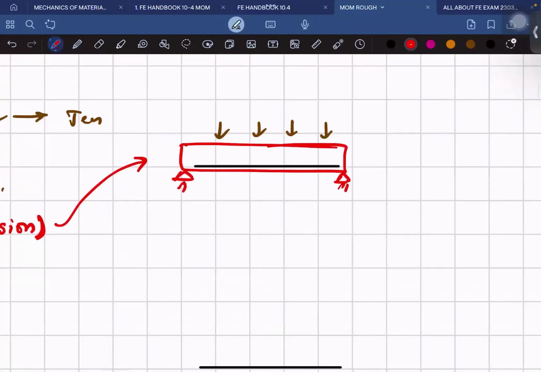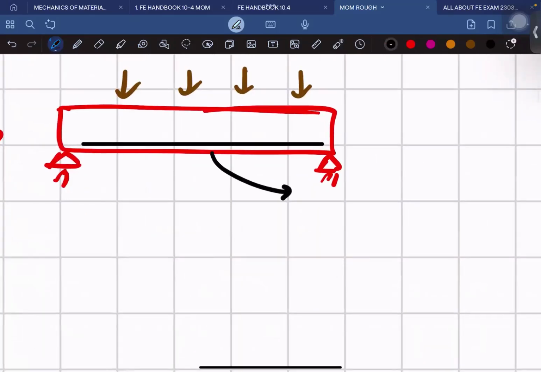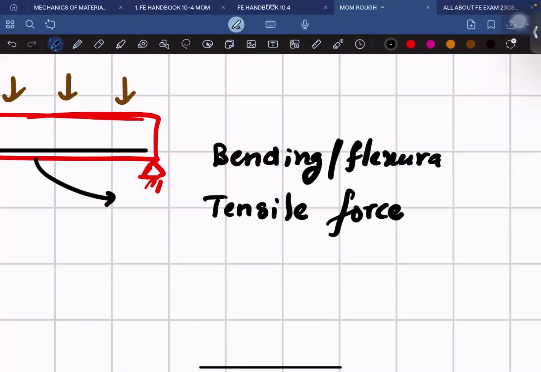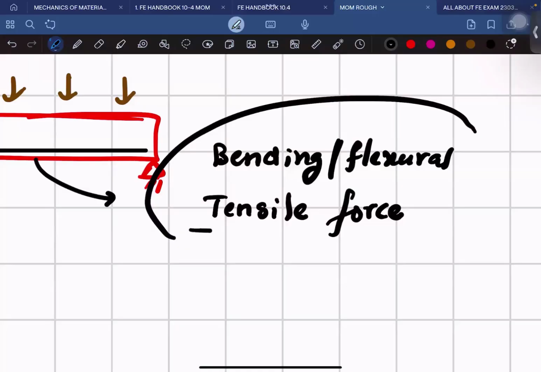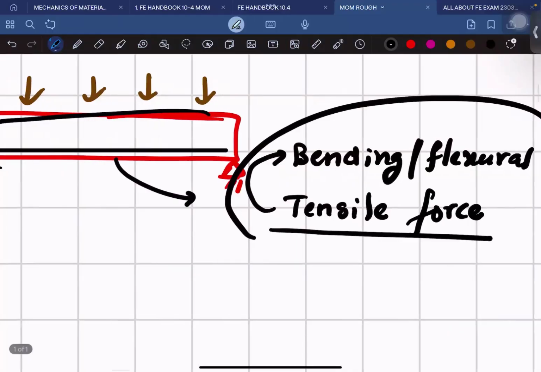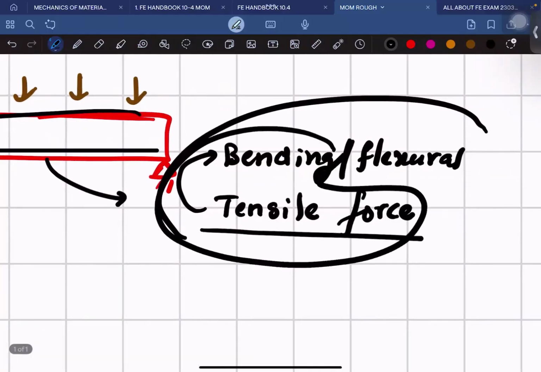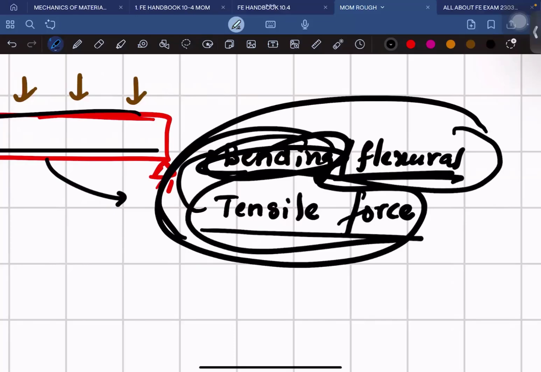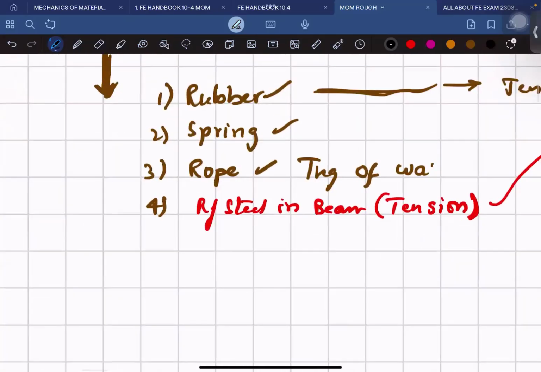And if you want to know further, this force is tensile force. And to be very precise, it is bending tensile force, or bending, we can call it flexural tension. So basically it is tensile force, but since it is happening in a beam which is under bending, we call it bending tensile force, or since bending is also known as flexure, we can call it flexural tensile force. That's good. You guys are giving very good examples.